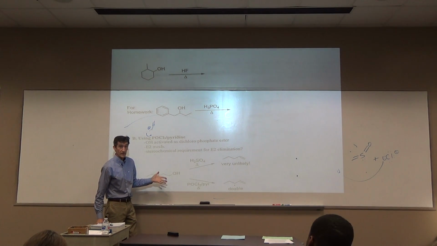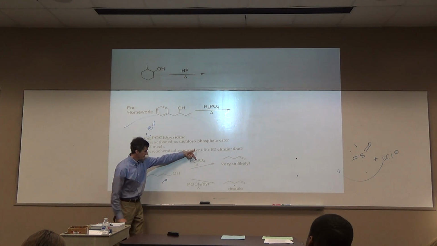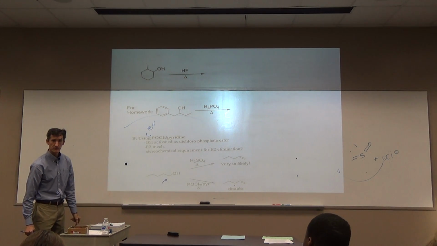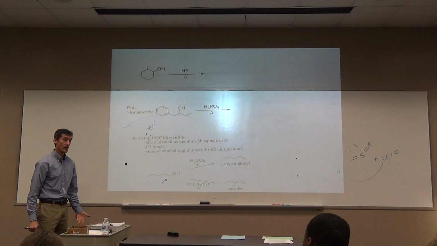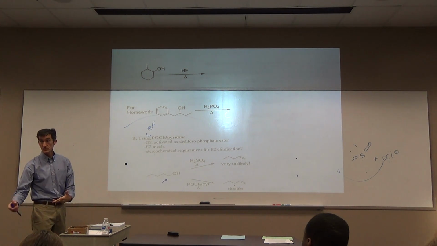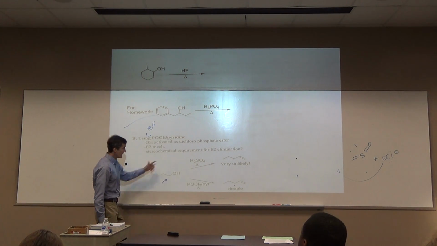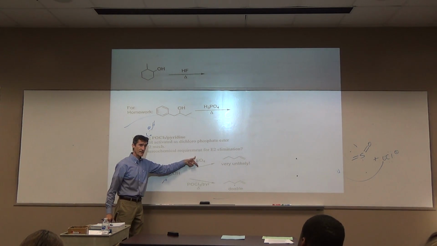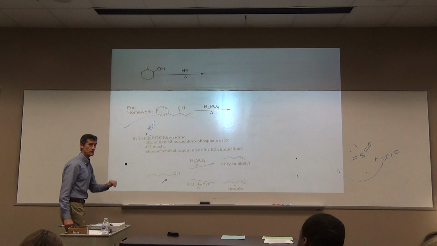E2 requires a strong base. What if we just use a strong base? Is this going to eliminate? No, because OH is a bad leaving group. How do you make OH a better leaving group? A variety of ways. Convert it to a bromine. You have to have acid to make it a good leaving group, but if you've got acid, you can't also have a strong base. So if you think about it, you can't do an E2.